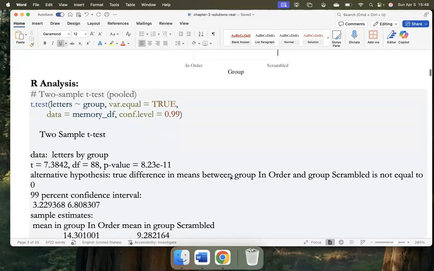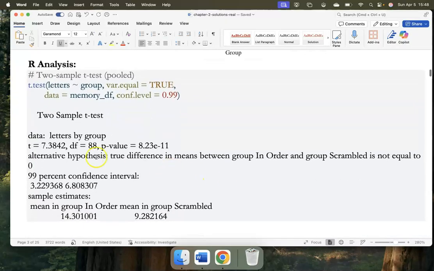Last but not least, our analysis. Things that are worth noting: our test statistic is 7.3842, our degrees of freedom is 88, and our p-value is 8.23 times 10 to the negative 11. Is that a small or a big number? That's a really small number, a very, very small number. My apologies, because it's times 10 to the negative 11.